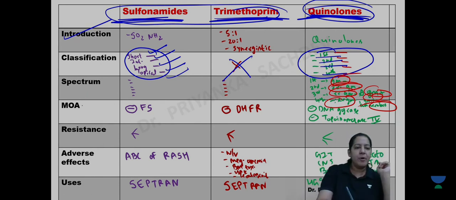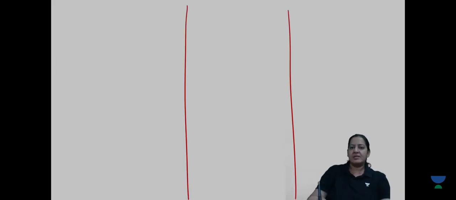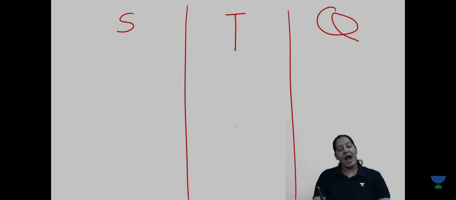Tell me the most important mechanism of action of all 3. Can you tell me the mechanism of action of the three drugs? Tell me the mechanism of action of sulfonamide, of trimethoprim, and of quinolone. I know all the 3 are nucleic acid synthesis inhibitors, but tell me the exact step.